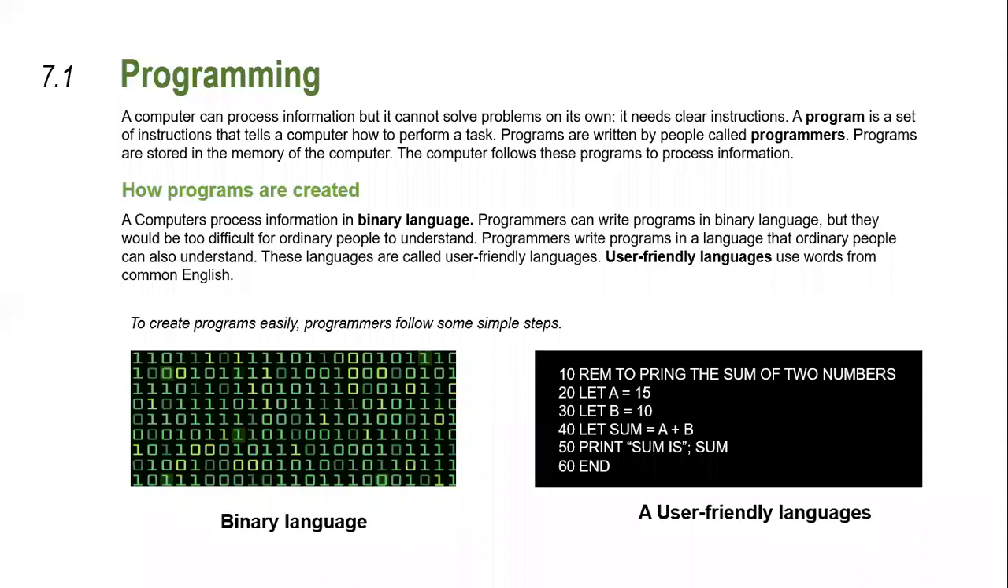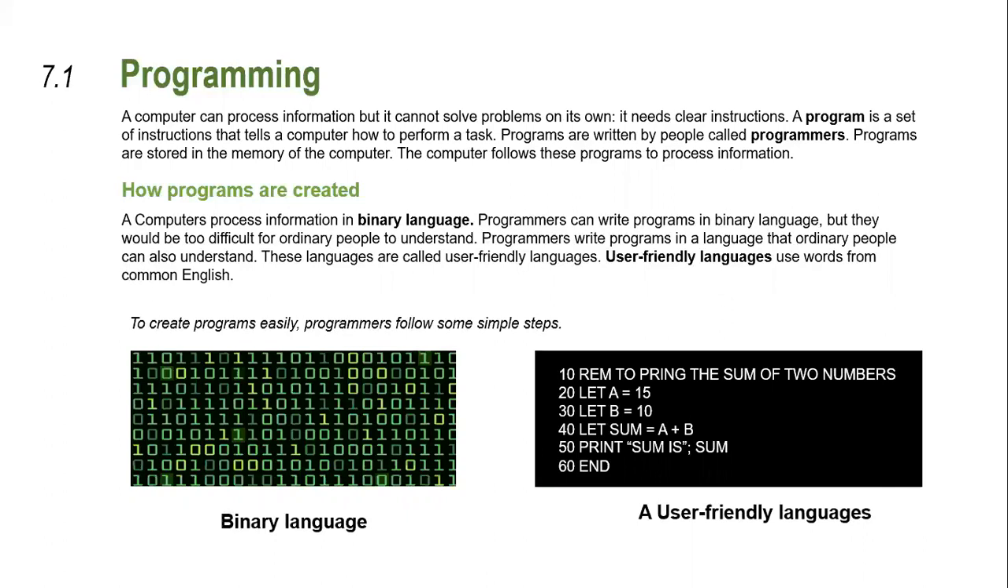How are programs created? A computer processes information in binary language. Programmers can write programs in binary language, but they would be too difficult for ordinary people to understand. So programmers write programs in a language that ordinary people can also understand. These languages are called user-friendly languages. They use words from common English, which are very familiar to us.